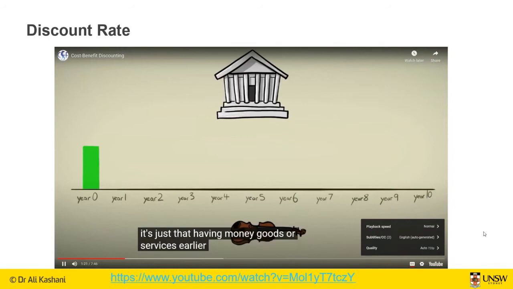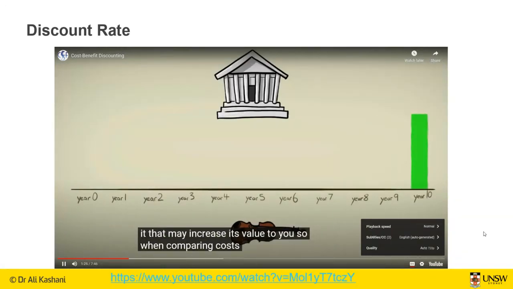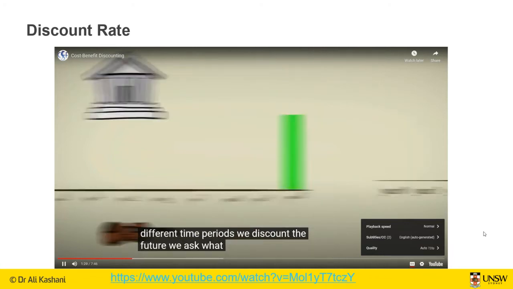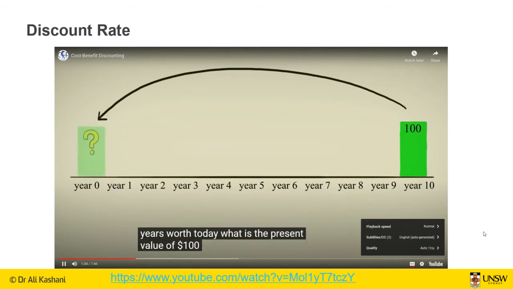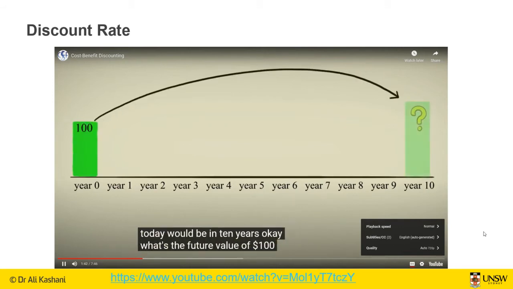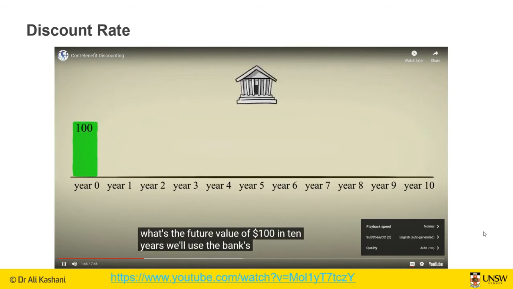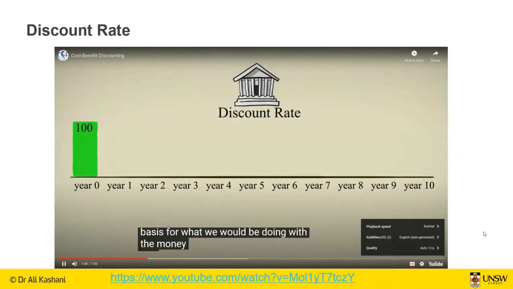It's just that having money, goods, or services earlier lets you do things with it that may increase its value to you. So when comparing costs and benefits across different time periods, we discount the future. We ask, what's the $100 gained in 10 years worth today? What is the present value of $100 from 10 years from now? But let's first calculate what $100 from today would be in 10 years. Okay, what's the future value of $100 in 10 years? We'll use the bank's interest rate to represent that, because that's a good basis for what we would be doing with the money, just putting it in a bank.